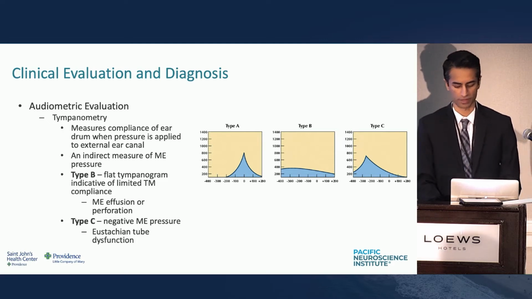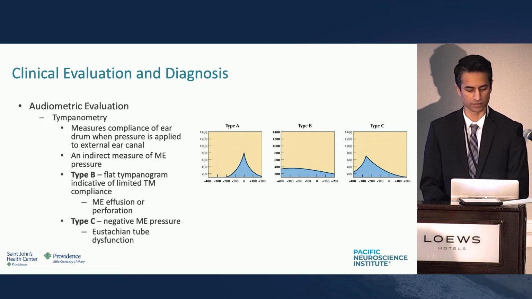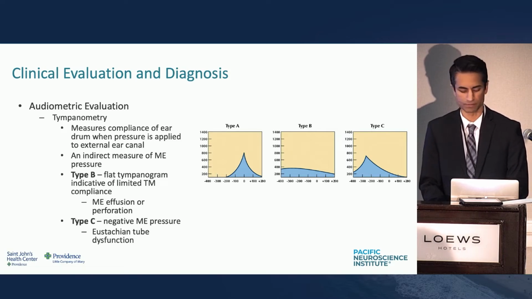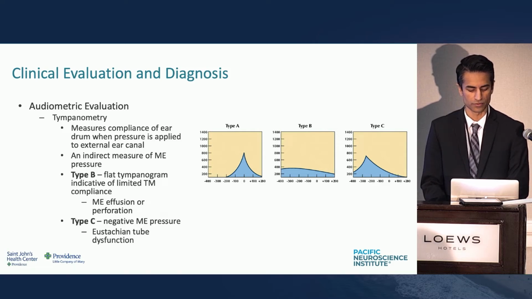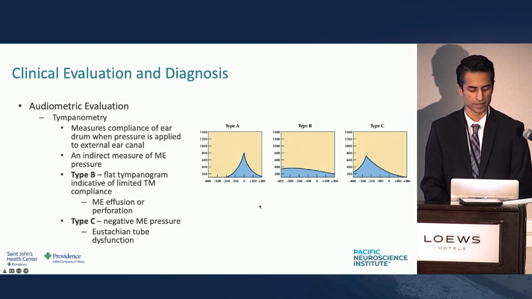Audiometric evaluation, this is something that we have available in our office, which is great to have. And so I think tympanometry is really important. This measures the compliance of the eardrum when pressure is applied to the external ear canal. It's kind of an indirect measure of the middle ear pressure. So a normal eardrum will have a nice little tympanogram that looks like this with a nice peak, but sometimes you'll get a flat tympanogram, which is a type B tympanogram, where the eardrum doesn't move at all, and that's a sign of a middle ear effusion, or it can be a sign of a perforation.